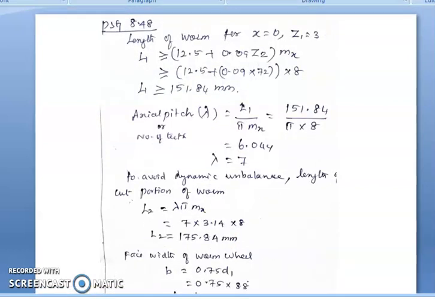Now, based on the other parameters from page number 8.48, we will discuss it in the next video. Thank you.